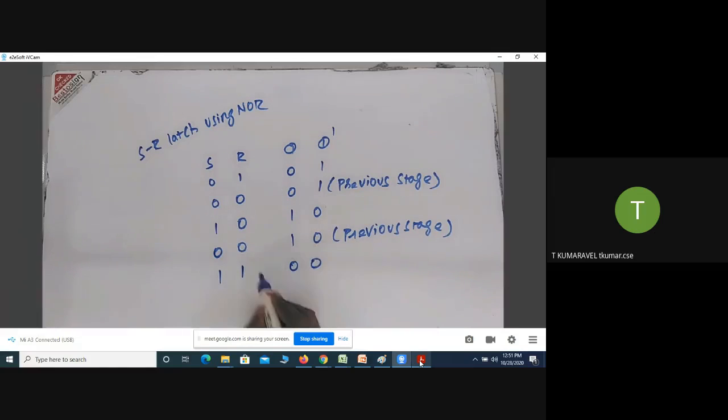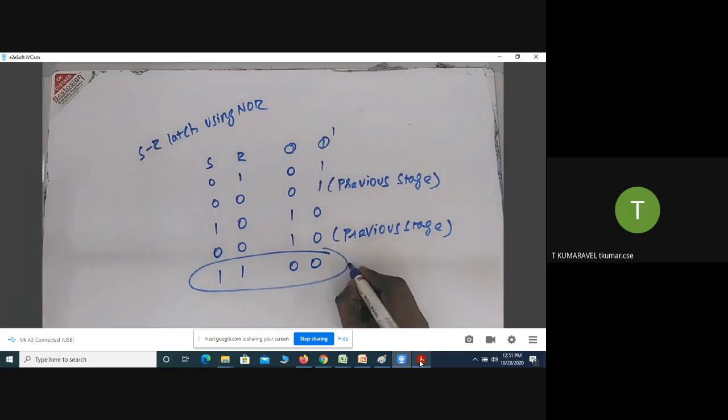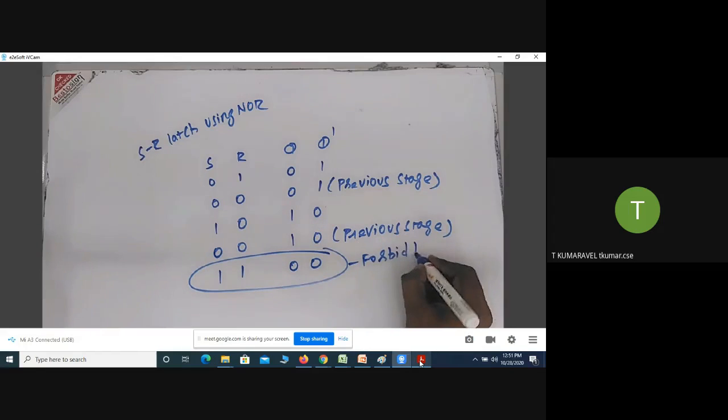Okay, so this is the state we call the forbidden state. What is the meaning of forbidden? While you are finding out the behavior of the particular SR latch, you do not consider that one input combination. That is the meaning of forbidden state.